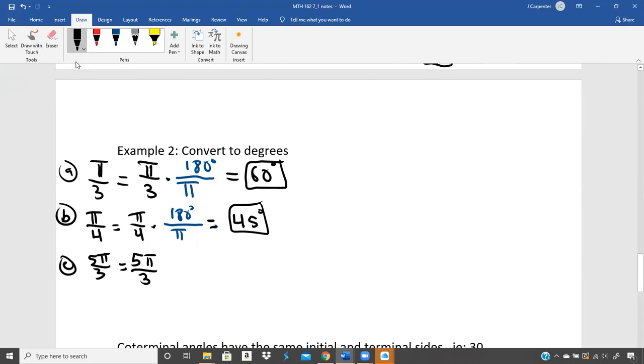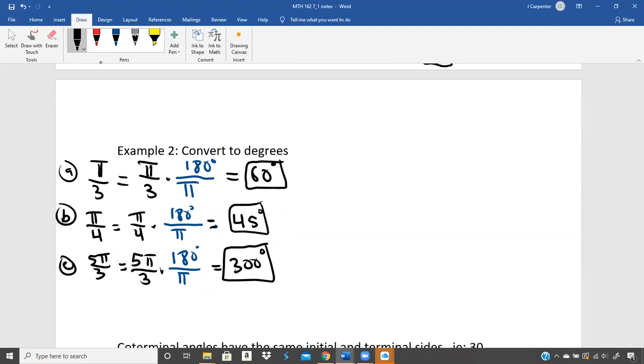There we go. Okay. Times, and we know the rule now, 180 degrees over pi. 3 goes into 18 6 times, so that's 60. The 3 and the 180 reduce to a 60. And then you can say that 60 times 5 is 300. So this would be 300. The pi's will cancel, and you'll have your degrees in your answer.